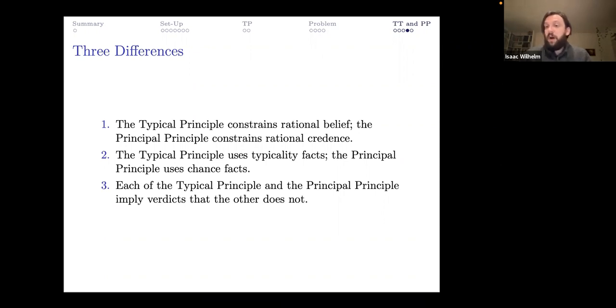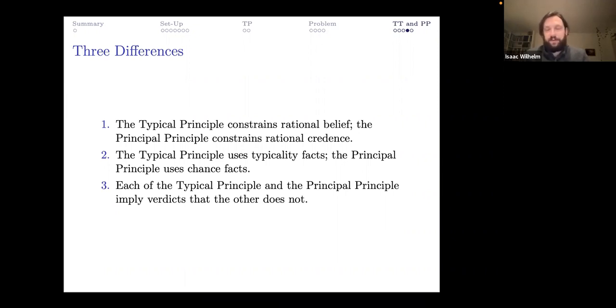If you've got a one-off chance, so chance is something that's just going to happen once, the principle doesn't care. It says you still got to set your credences equal to that chance. Certain conditional credences are constrained by that chance. The typical principle says nothing about this. Now, I actually think that silence is a good thing.